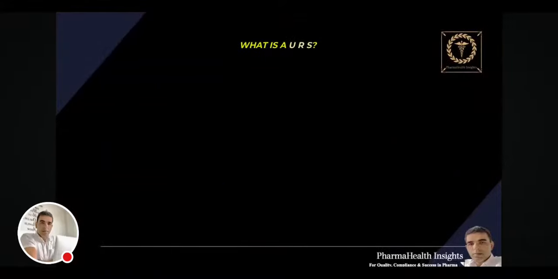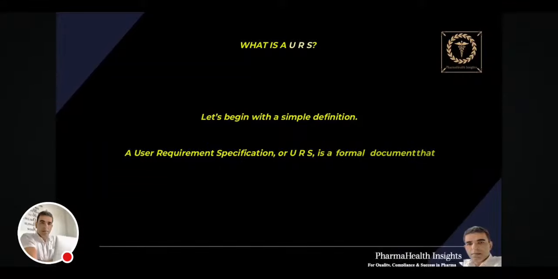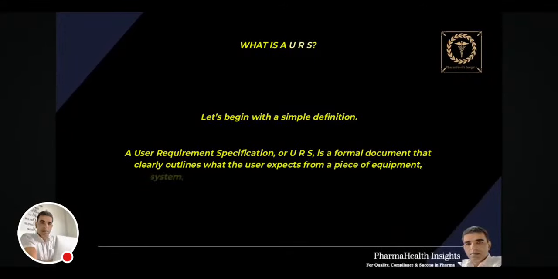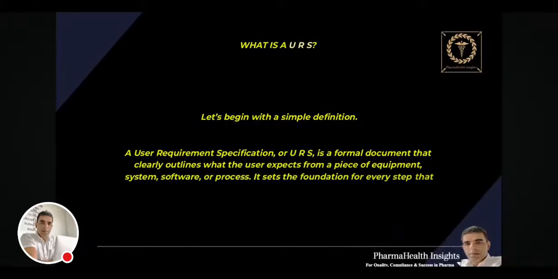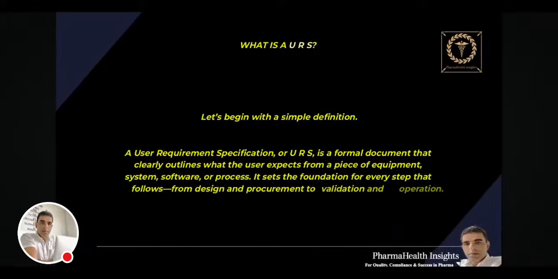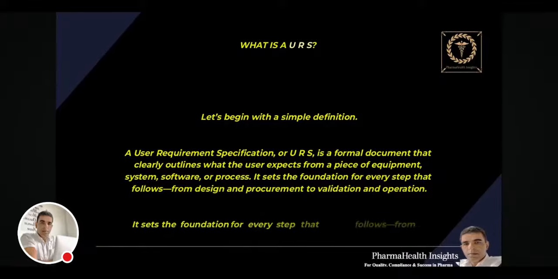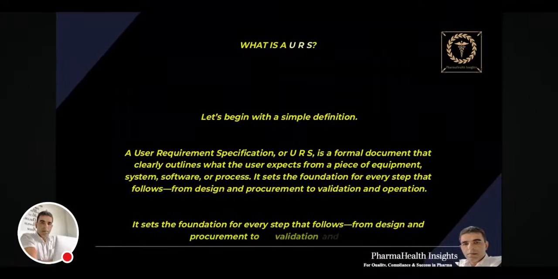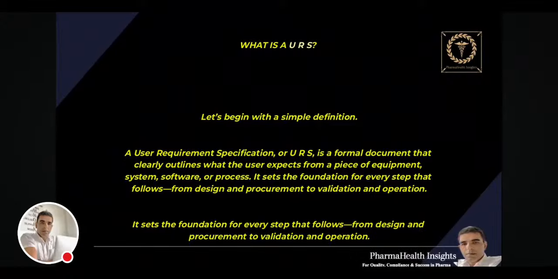What is a URS? Let's begin with a simple definition. A User Requirement Specification, or URS, is a formal document that clearly outlines what the user expects from a piece of equipment, system, software, or process. It sets the foundation for every step that follows, from design and procurement to validation and operation.